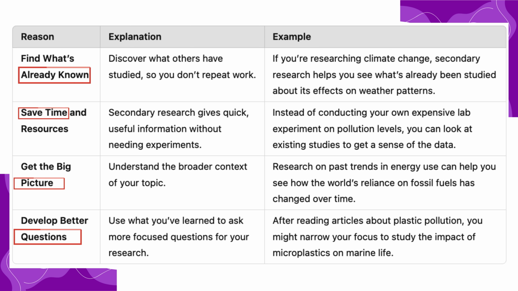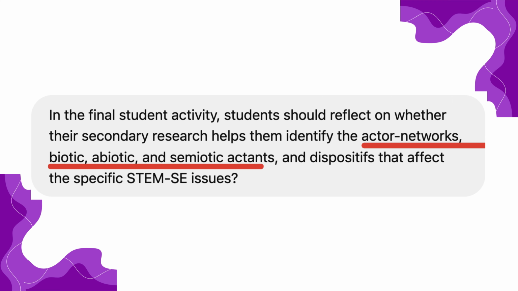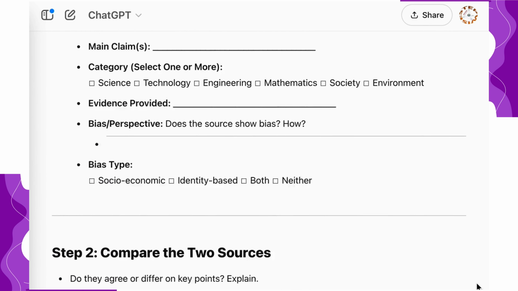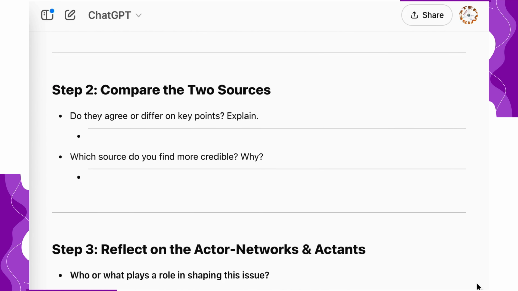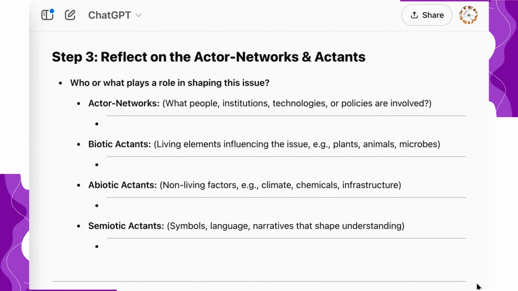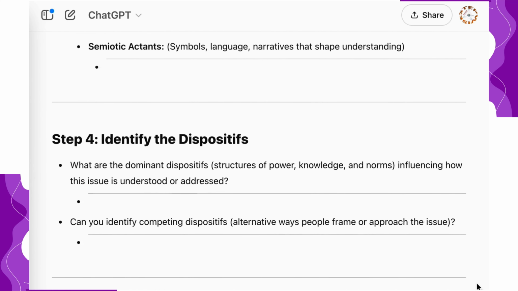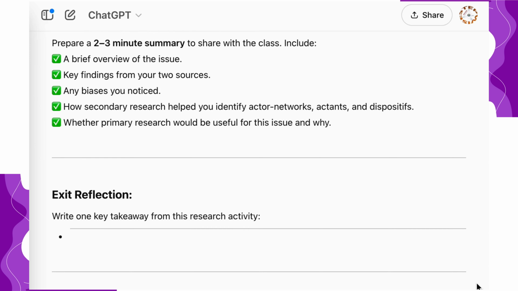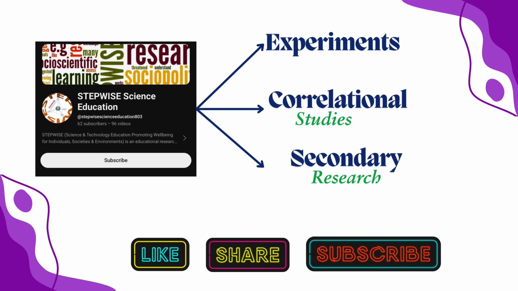The analysis of any socioscientific issue is incomplete without understanding the actor networks, actants, and dispositives related to the issue. We can prompt the AI to include this connection in the final student activity. The output asks students to analyze two sources to identify their claims, evidence, biases, and credibility. It then asks students to identify what each source says about the actor networks, actants, and dispositives related to their socio-scientific issue. We hope that these activities and lessons prepare you to wisely and ethically use GenAI for secondary research, which will help students in their personal RENA projects.